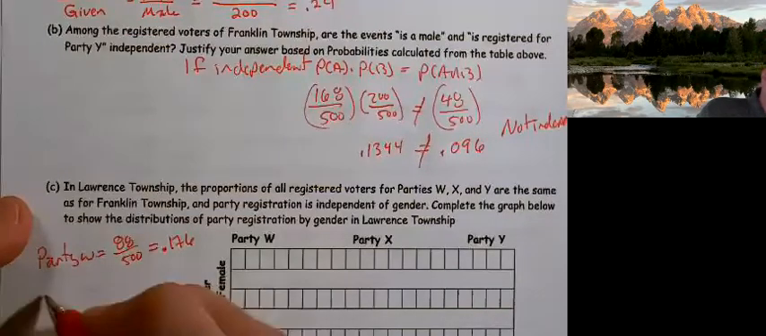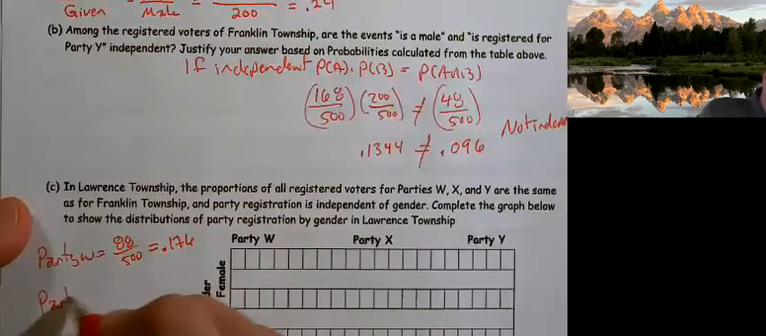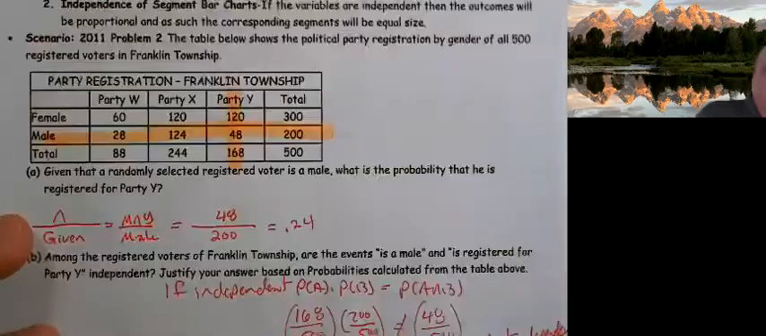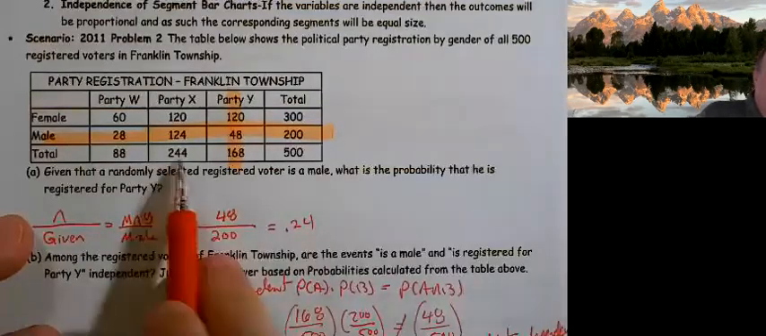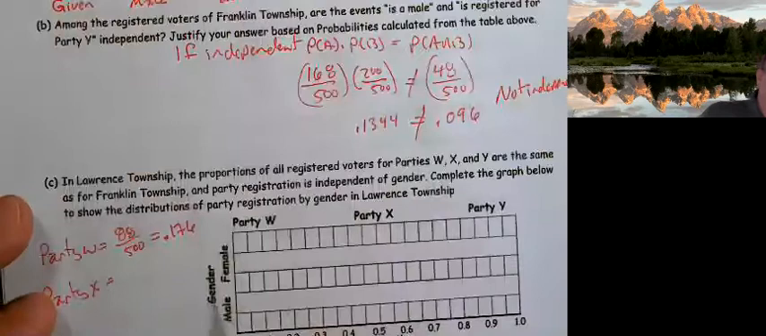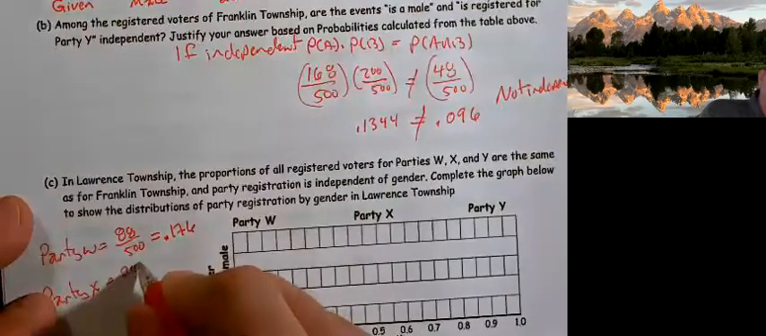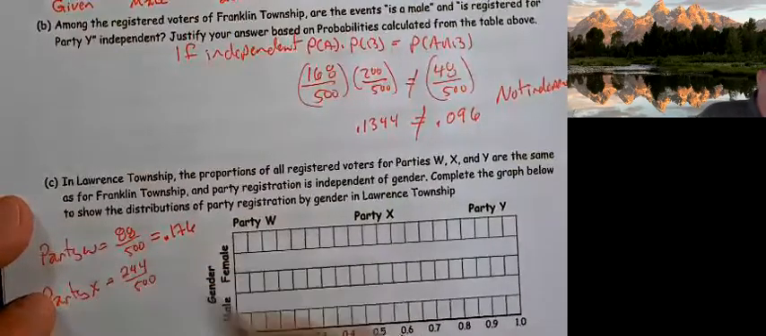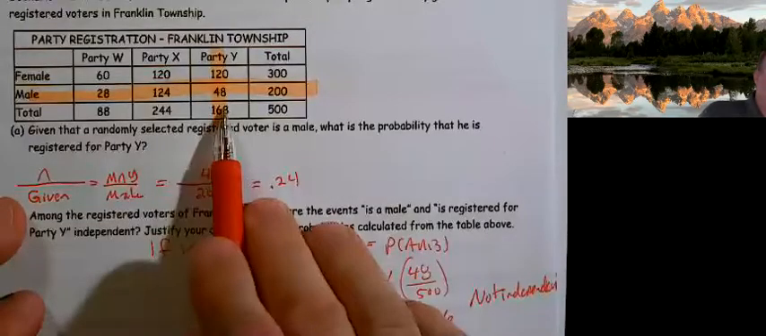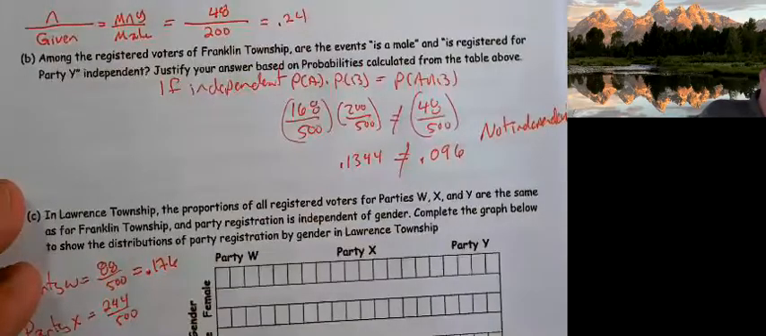All right, party X is going to be 244 out of 500. And then party Y is 168 out of 500. Let's go ahead and get the decimals for those.